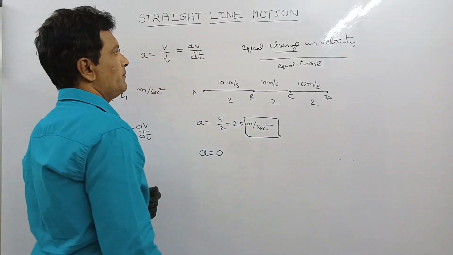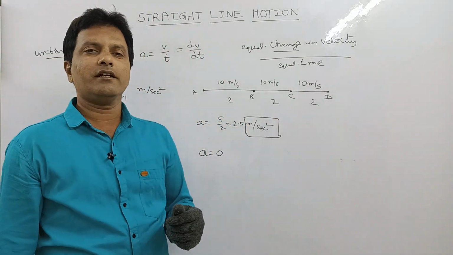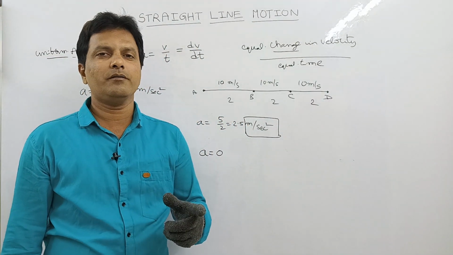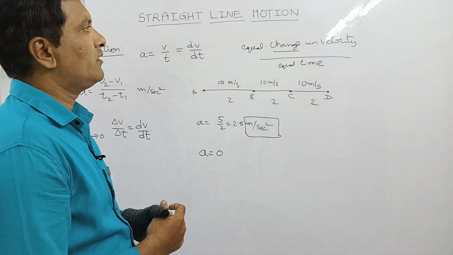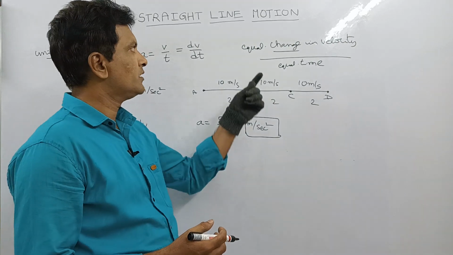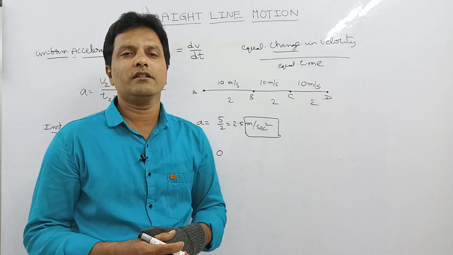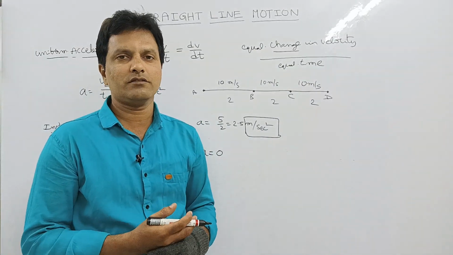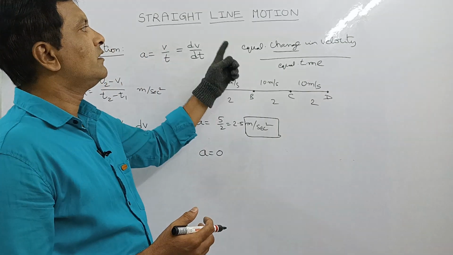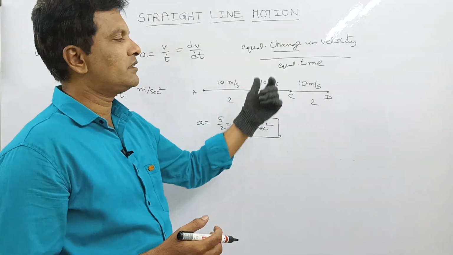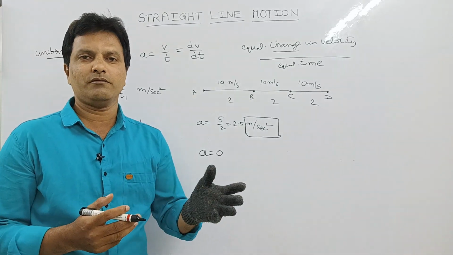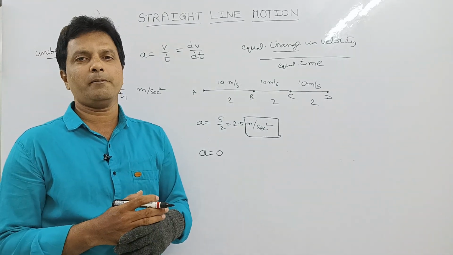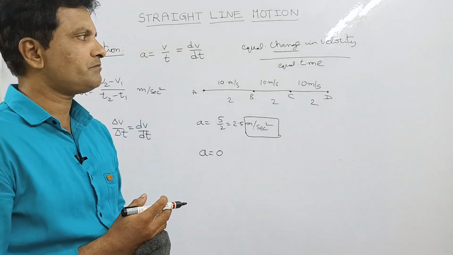Equal intervals of time, then we mean to say that the body is moving with uniform acceleration. Thereby we can also say non-uniform acceleration: unequal changes in velocity with equal intervals of time, or equal changes in velocity with unequal intervals of time, just like our uniform velocity or non-uniform velocity.